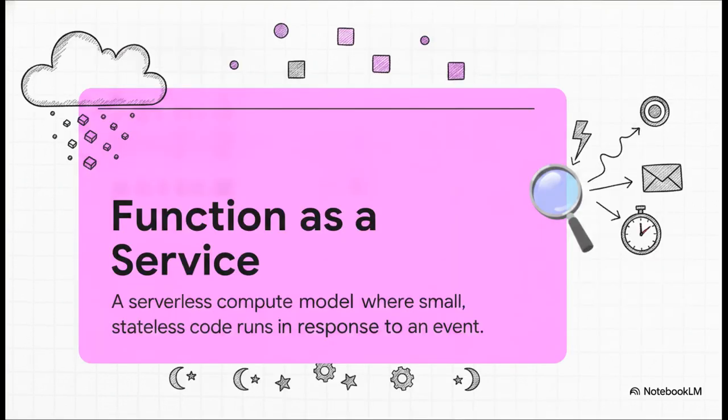Now, the most common flavor of this serverless computing is function as a service, or FaaS for short. Think AWS Lambda or Azure Functions. Instead of running one massive monolithic backend server 24/7, you build applications as tiny, stateless functions. These little units of code just sit there, totally idle, until a specific event wakes them up. They do their job, and then they spin right back down.